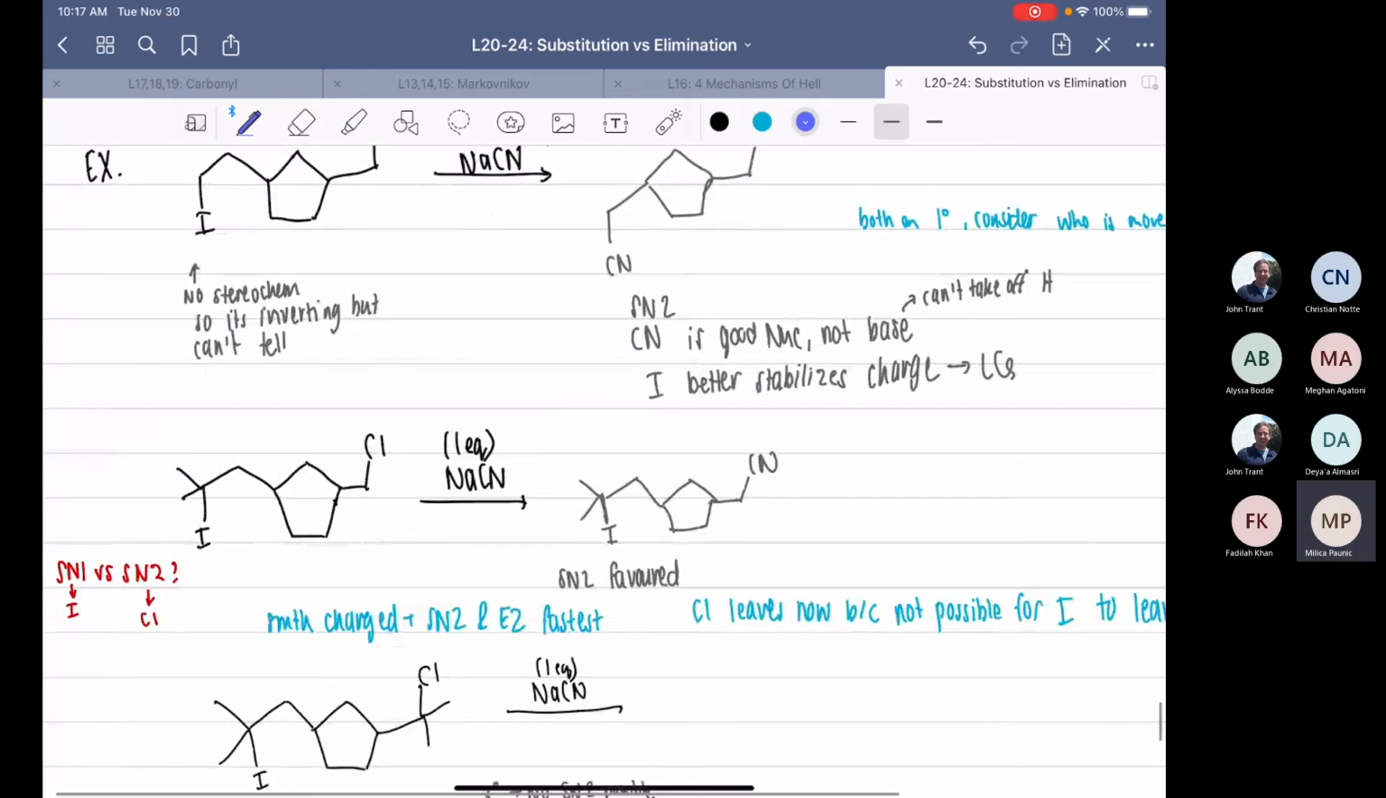So the cyanide ion would favor substitution rather than elimination, and because it's charged, it is favoring the SN2. Absolutely. Okay.